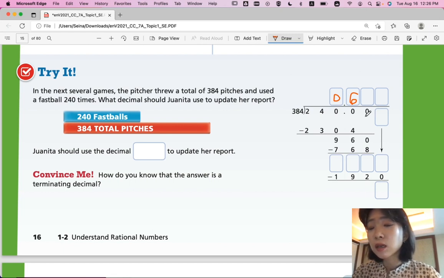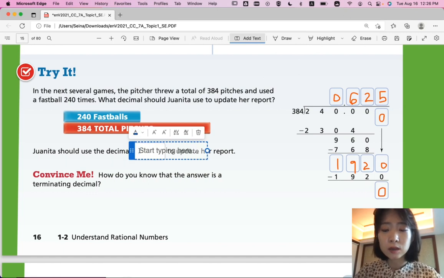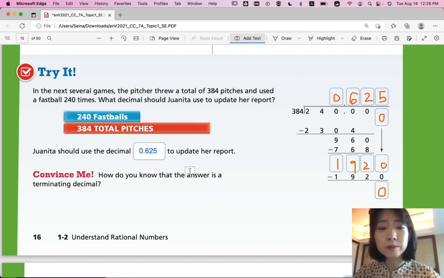Find the difference, bring down the 0, and see how many times 384 goes into 960. 2 times 384 is 768. And the difference is 192. Bring down another 0 by annexing a 0 here. And 384 times 5 is exactly 1,920. So you get a remainder of 0. So Juanita should use the decimal 0.625 to update her report.